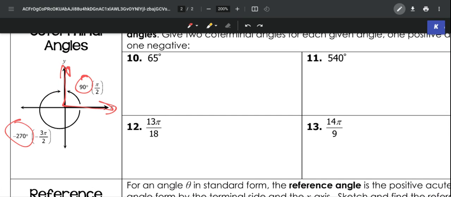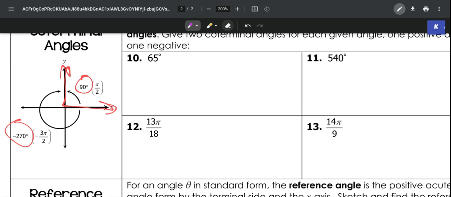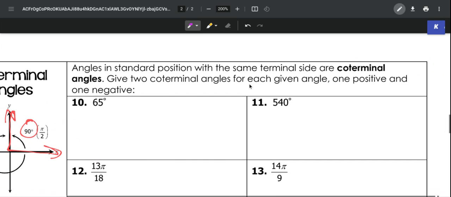Meaning that if we were to make two separate coordinate planes, 90 degrees would look like this, and then negative 270 degrees would look like this. It would look the exact same, except it did a full rotation almost, whereas 90 degrees just did a counterclockwise 90-degree rotation. So that's what that means when we're talking about coterminal. Essentially, more than one angle can have the same terminal side.